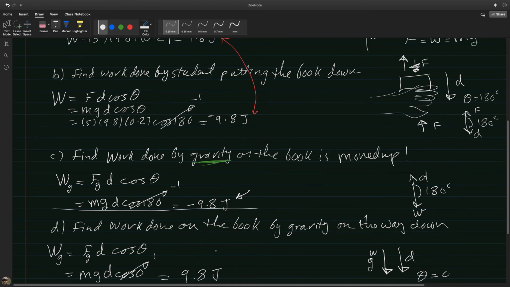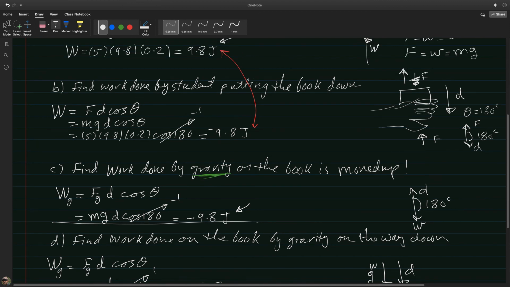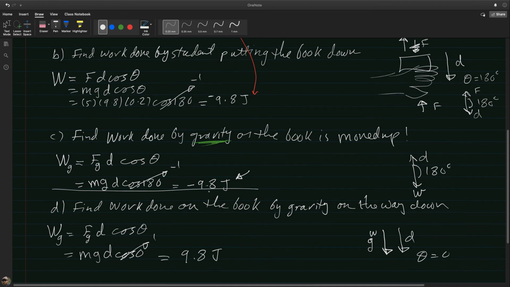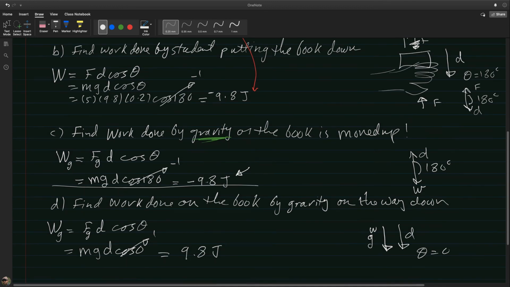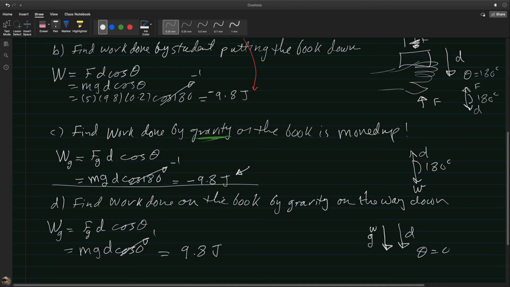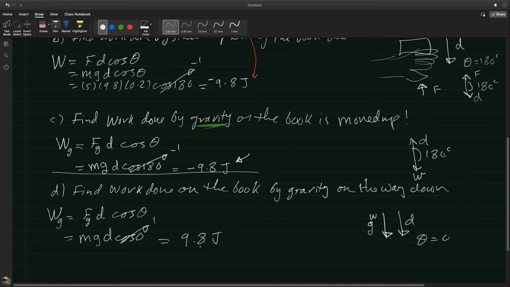Look what we have so far. 9.8, that's the student on the way up. The student on the way down, minus 9.8. Okay? Gravity on the way up, minus 9.8 joules. Gravity on the way down, 9.8 joules. So it seems that what the gravity got from the student is being delivered again.